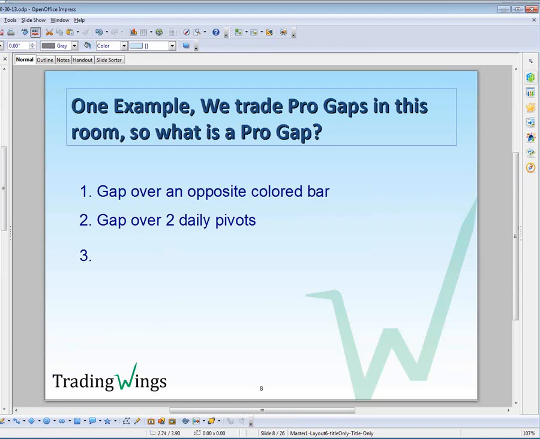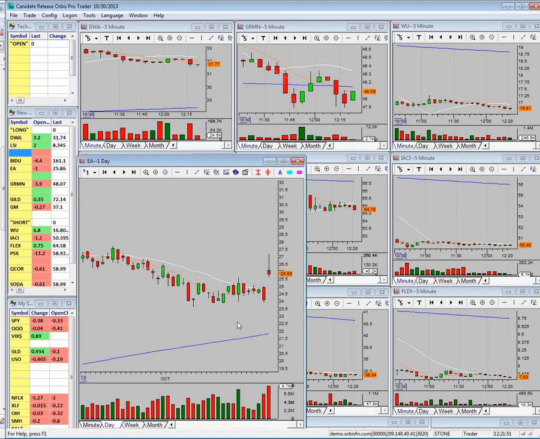Yep. So the third element is, and I try to lay this out very simply: opposite colored bar, daily pivot, and now third, a gap over one weekly pivot. Okay, so now Lori's asking, what is a pivot or two daily pivots? And that's a great question. People can define pivots in different ways, Lori. I'll tell you how I define it, and it doesn't have to be set in stone. It can be different for everybody, but pretty much everyone has relatively the same definition around this.